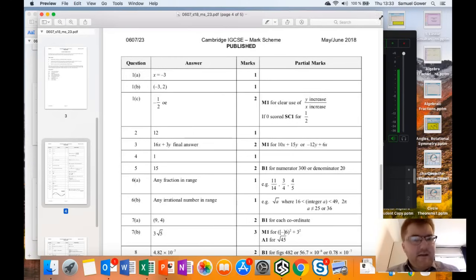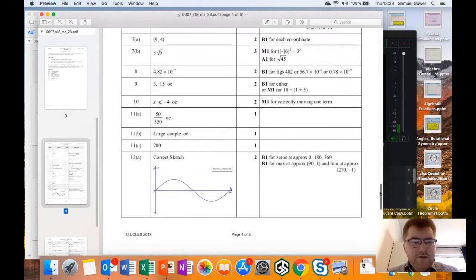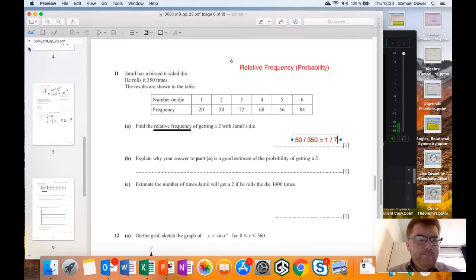So let me just check that. Question 11a. You should always check the mark scheme as you're going along to make sure you're doing everything right. Yep, it accepts 50 over 350 or equivalent. That's what the OE stands for. And there's your answer as well.